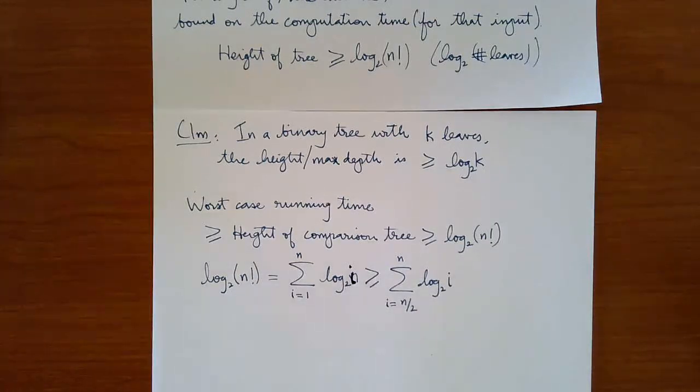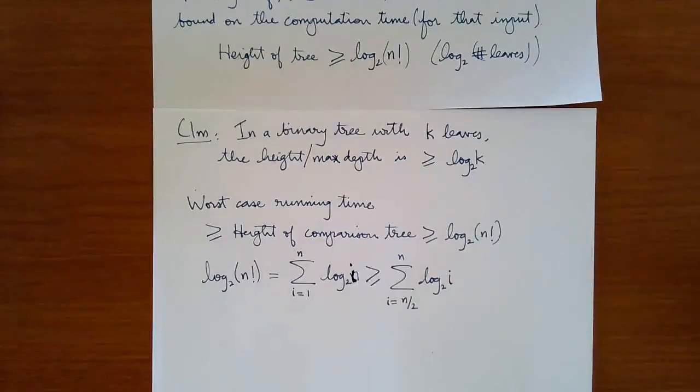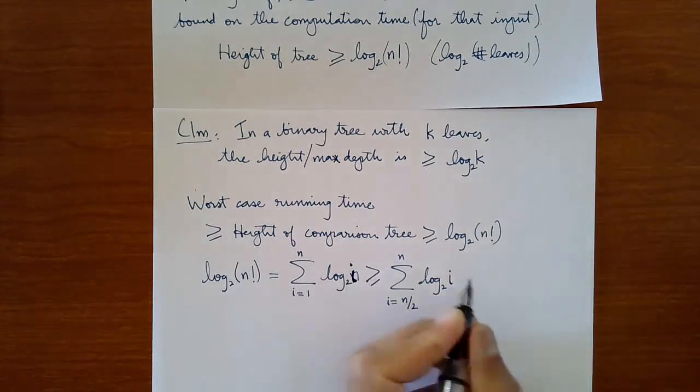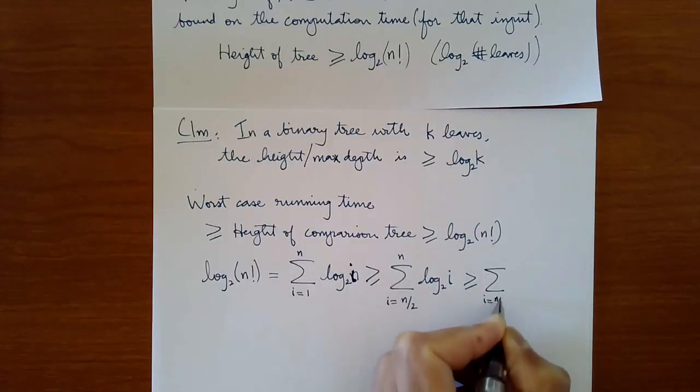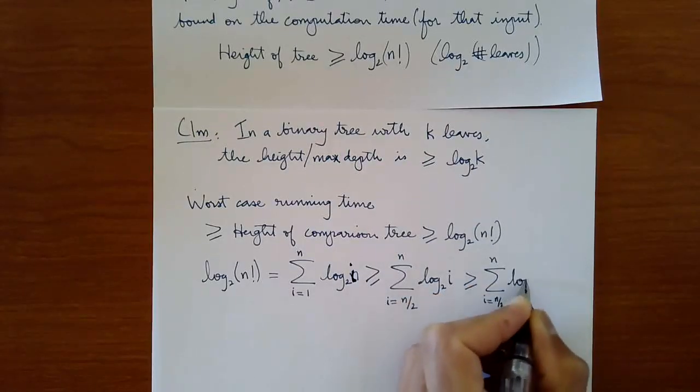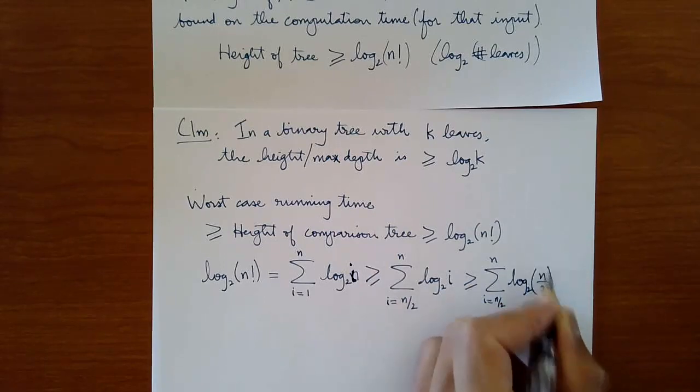Can someone give me a lower bound for this now? Just give me a quick and dirty bound, right? So you know that each of these i's is at least n over 2. Yes? Surely this is at least the sum over i going from n over 2 to n of log base 2 of n over 2.